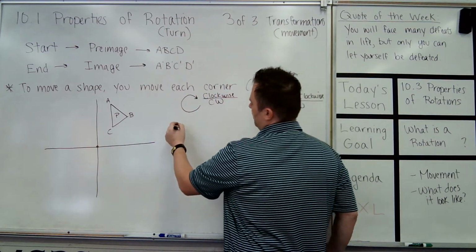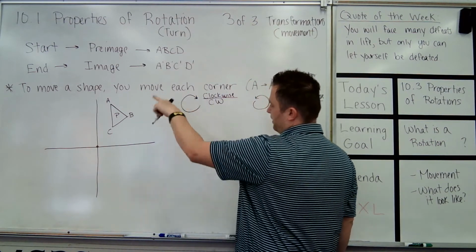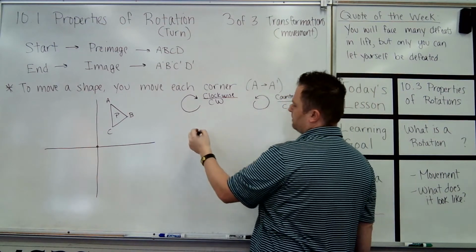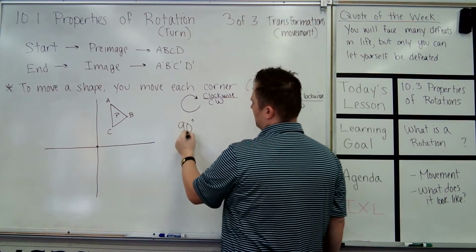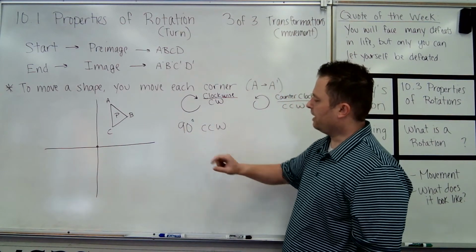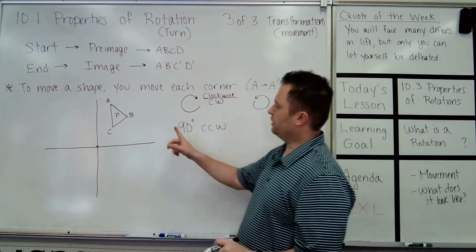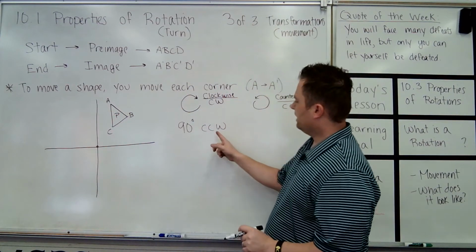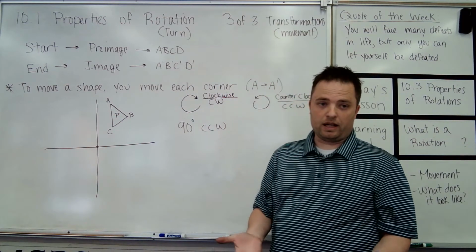So let's just focus on what would be called a direction this way, a counterclockwise. We'll say 90 degrees counterclockwise. We're going to make one turn, 90 degrees, which is just one box over, counterclockwise. So how do we do that?